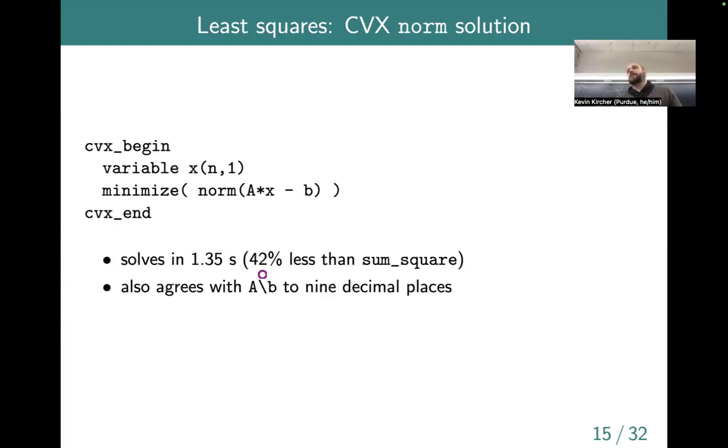Or suppose that you wanted to solve a family of these problems. Maybe the same size problem that we have here, but you have 20 different problem instances and you want to solve them all quickly. In that case, using the backslash operator would save you a lot of time, but even just using the norm version rather than the sum of squares version would save you a significant amount of time. Okay, questions about this?